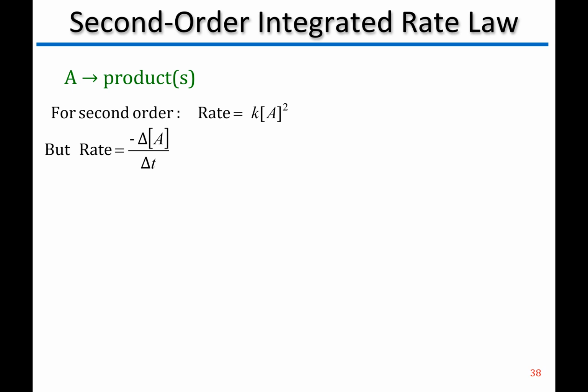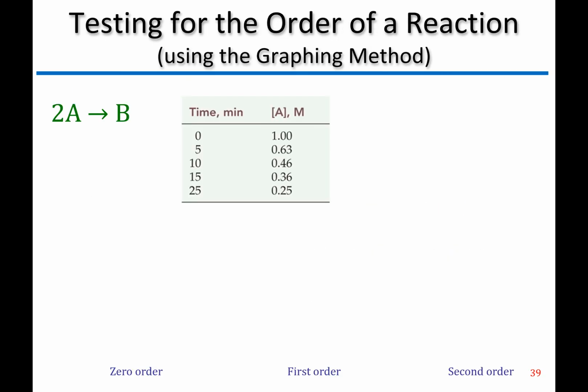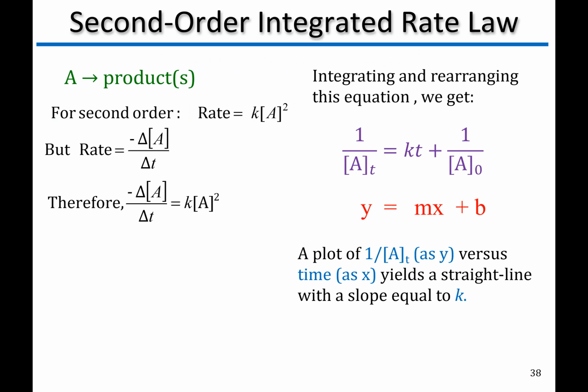I can do the same thing for a second order reaction. So I can say the rate is equal to k times A squared, easy enough. Then I can also say the rate is equal to minus delta A over delta t. So therefore I can do that same substitution and then integrate again in the same way. I end up with a similar y equals mx plus b type equation, so I can use a plotting method again. And if I plot 1 over A sub t versus time, so 1 over A as my y, time as my x, this will yield a straight line with a slope of k.